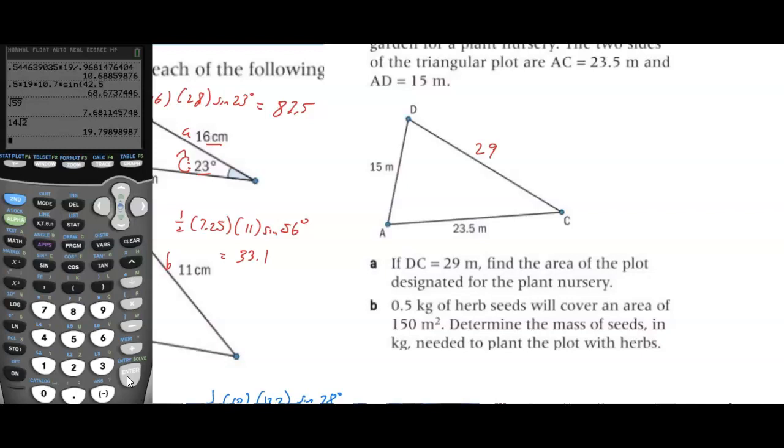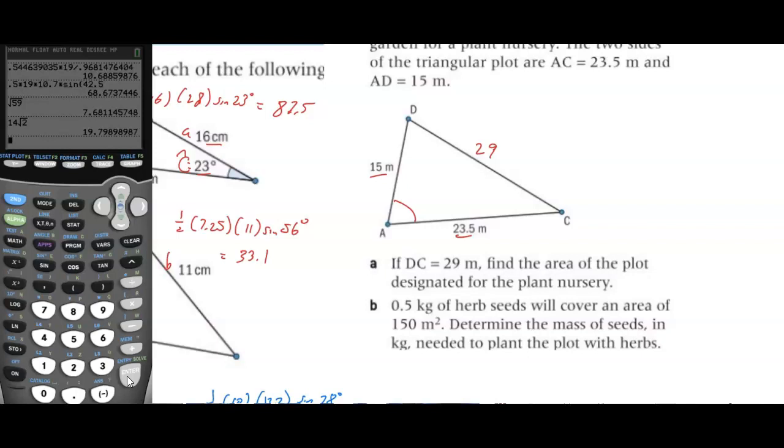We have three sides. We don't have any angles, but we would like to find an angle. Okay, so what if we found this angle because it's included between 15 and 23.5? This angle can be found by law of sines or law of cosines. Can it be found with law of sines? No, because there's only one side-angle pair here. But we could do law of cosines.